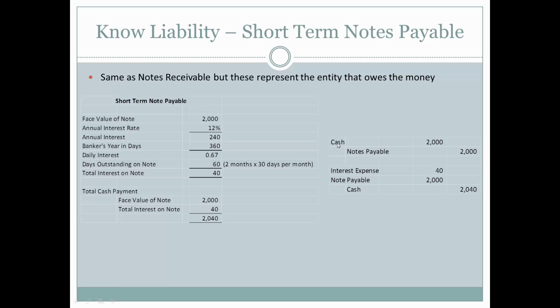So when they originally borrowed the money, this is the cash they received, and this shows the liability notes payable. When they pay off the note, they're going to be debiting interest expense, debiting the notes payable because they no longer owe the money, and then crediting cash for the entire amount that they're paying off.